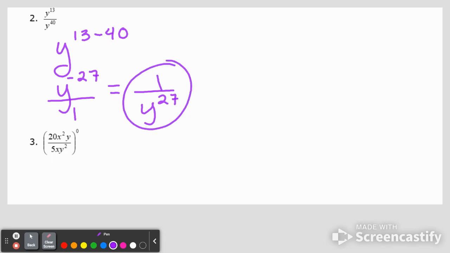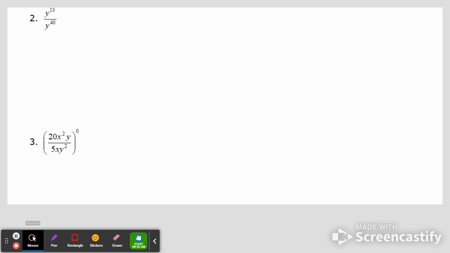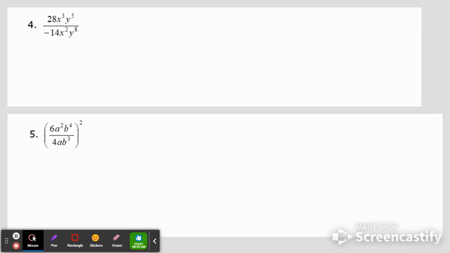Number 3. I love these. So again, we say anything to the 0 power is going to give us just 1. That's it. Nothing to do on number 3. Number 4.